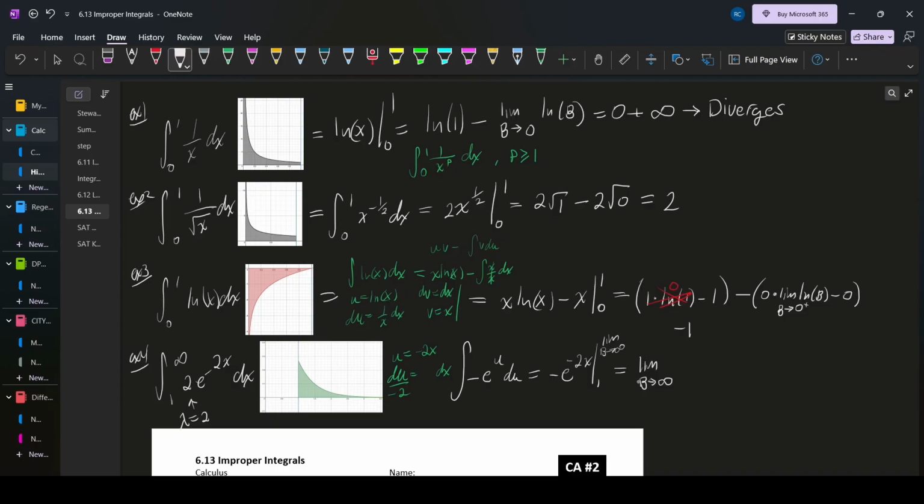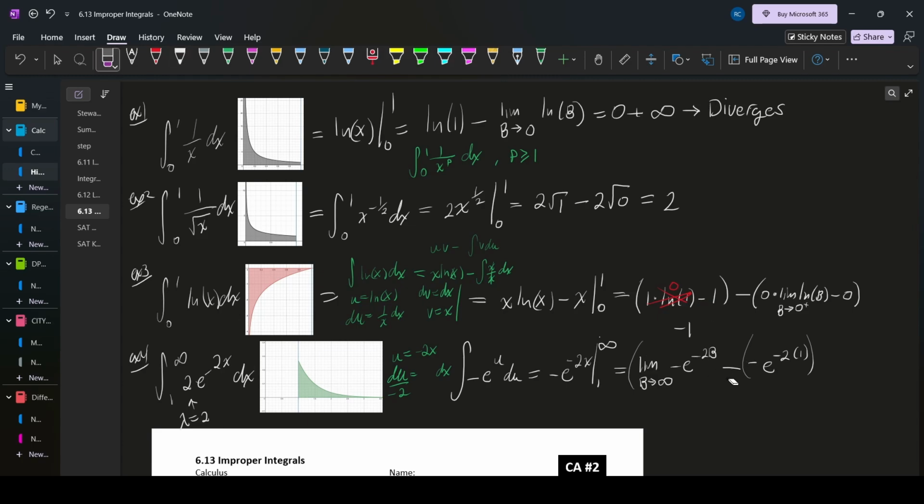Okay, so I'll write this as infinity, but we're really plugging in b: limit as b approaches infinity of negative e to the negative 2b minus negative e to the negative 2 times 1. So we're plugging in infinity here in this limit statement, applying the fundamental theorem of calculus, and finding the antiderivative, which we already have, and plugging in our lower limit of integration here.